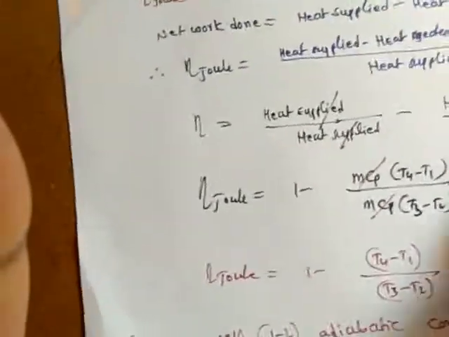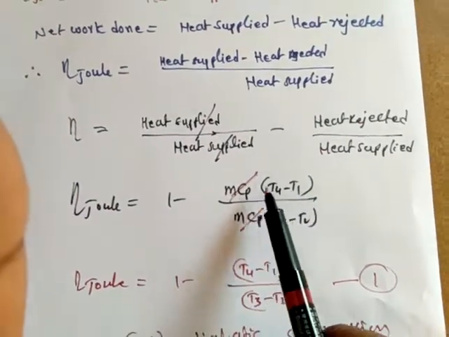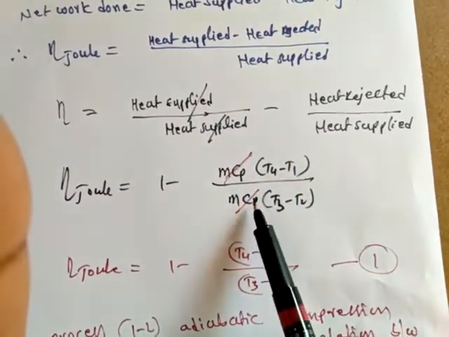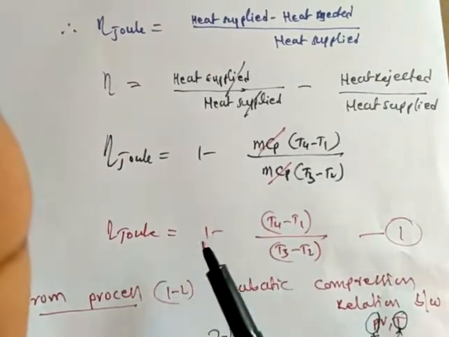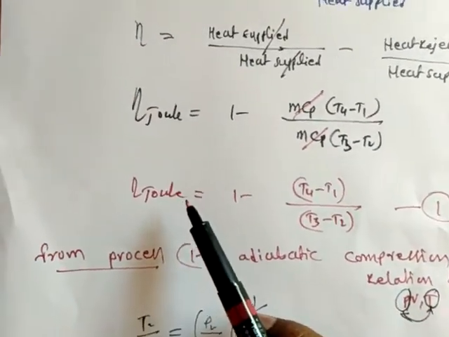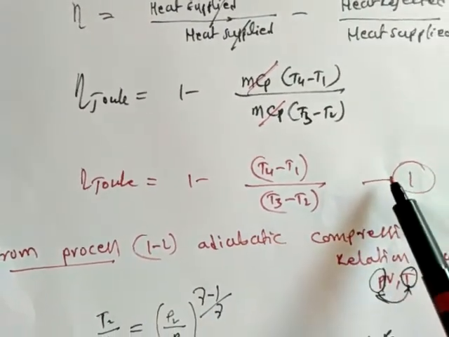See here, heat rejected means m Cp (T4 minus T1). Heat supplied formula is m Cp (T3 minus T2). So m Cp gets cancelled. So efficiency of the Joule cycle is equal to 1 minus (T4 minus T1) by (T3 minus T2). This is equation number 1.